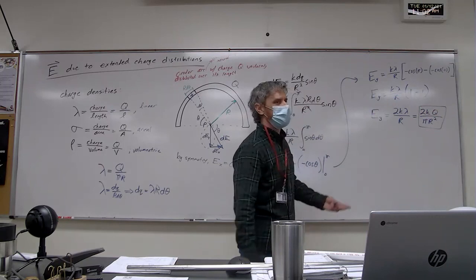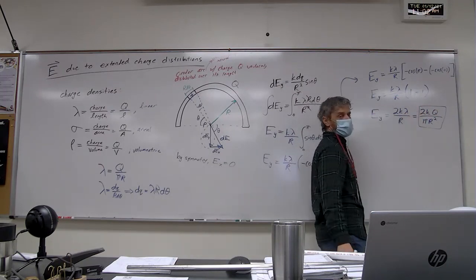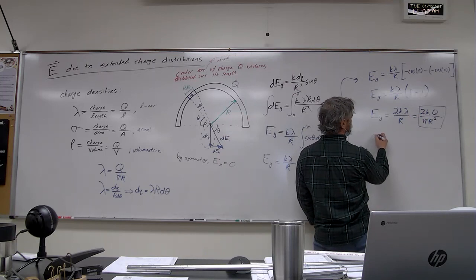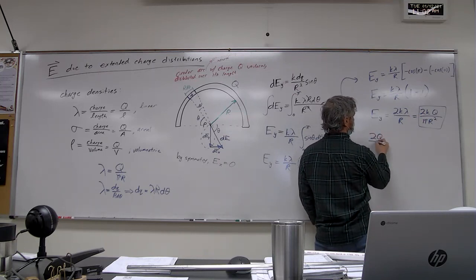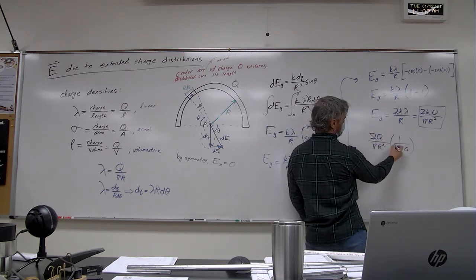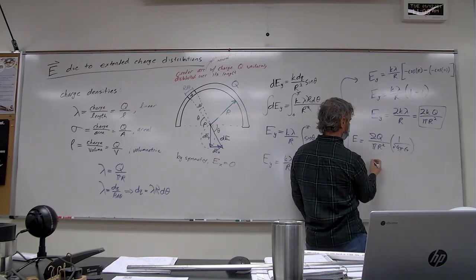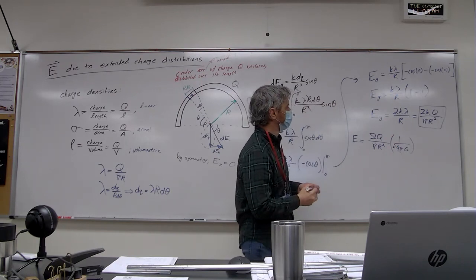Since we're about out of time, I'll start the other way. We can substitute 1 over 4 pi epsilon naught for k, in which case I would have 2Q over pi R squared times 1 over 4 pi epsilon naught. So that 2 cancels with that, and I've got a pi squared. Okay, we'll start there.